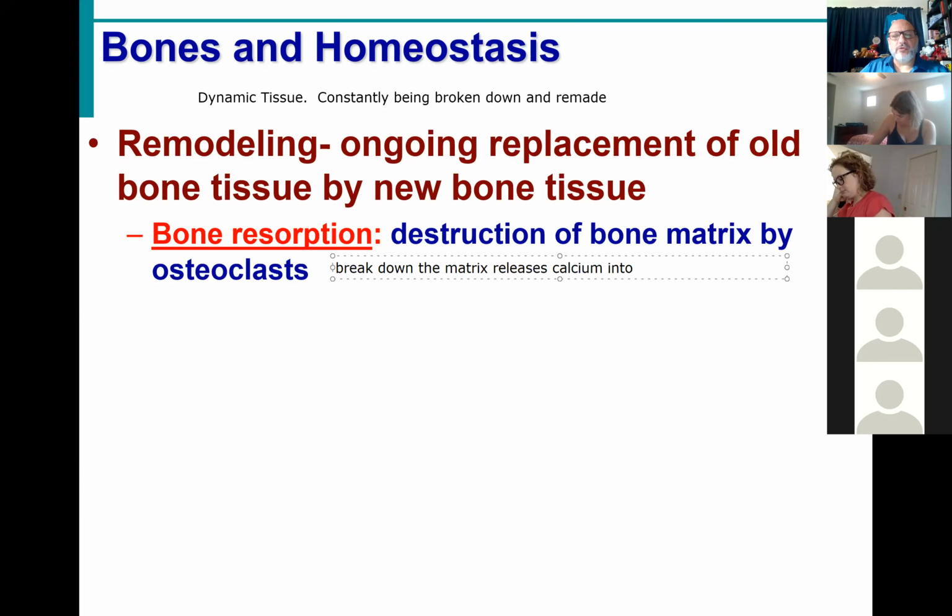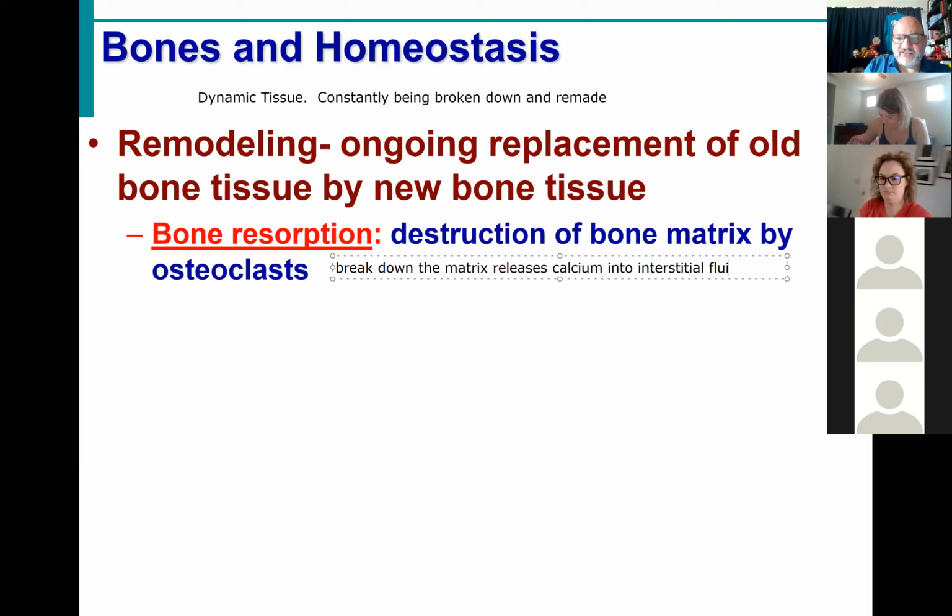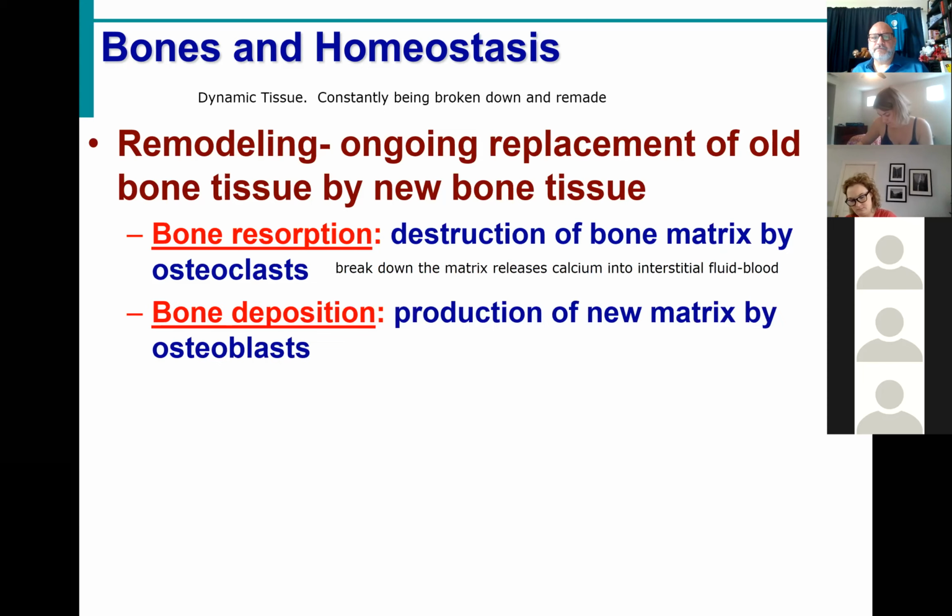When we break down matrix and we release that calcium, where does the calcium go? Yeah, blood, absolutely. Technically into the interstitial fluid, but once it's in the interstitial fluid, then it immediately goes into the blood. Because remember, what happens in the blood happens in our interstitial fluid as well. The other process, taking calcium out of the interstitial fluid and therefore out of the blood, and depositing it into the bone on those collagen fibers, is the process called bone deposition.